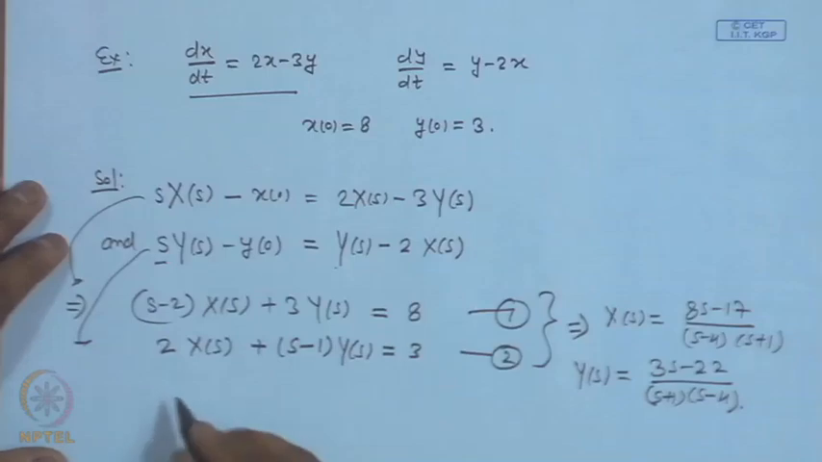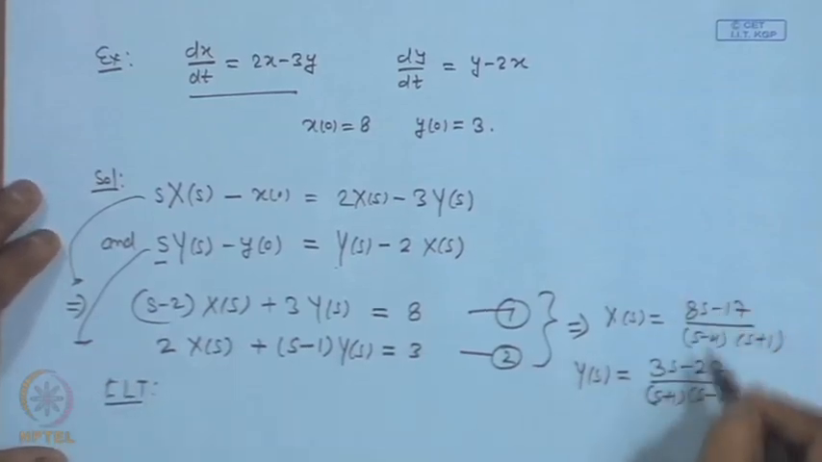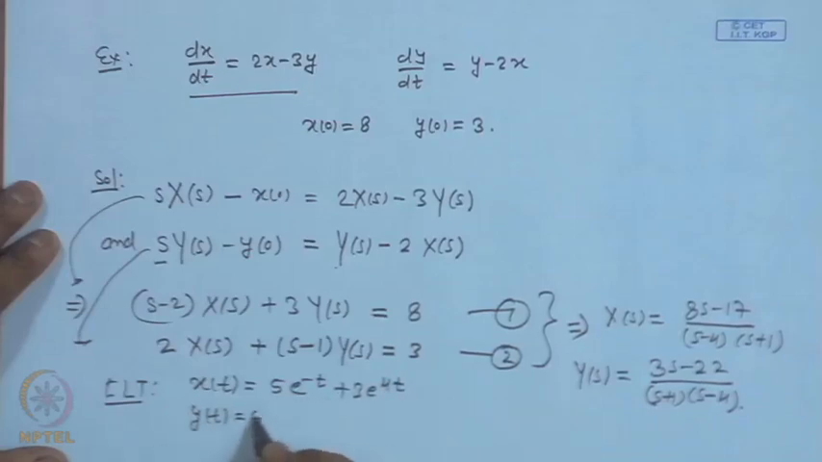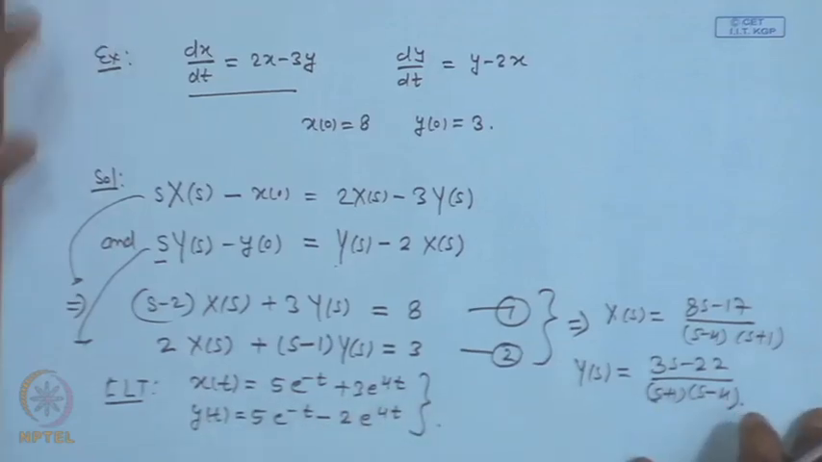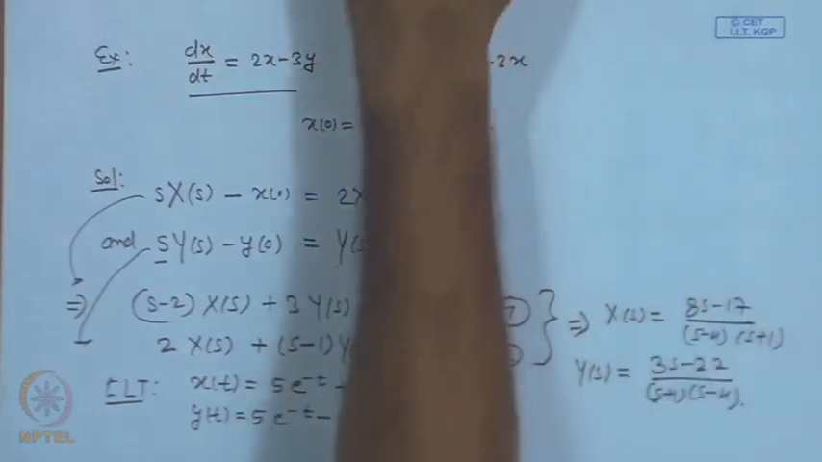And now we can take the inverse Laplace transform in both cases; again we have to do partial fractions, and we will get straight away x(t) = 5e^(−t) + 3e^(4t), and y(t) = 5e^(−t) − 2e^(4t). So, it was just an idea of how to apply this Laplace transform to a system of equations.